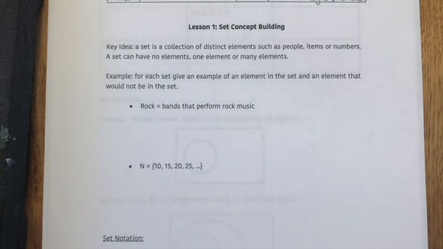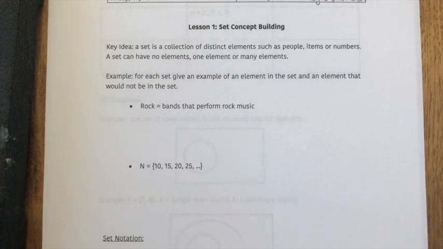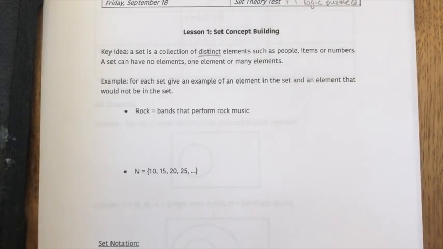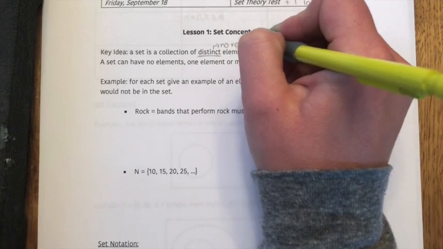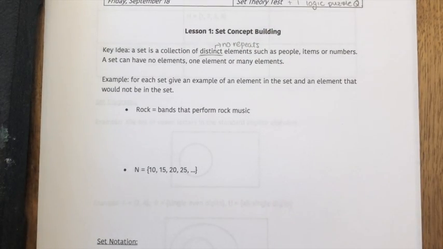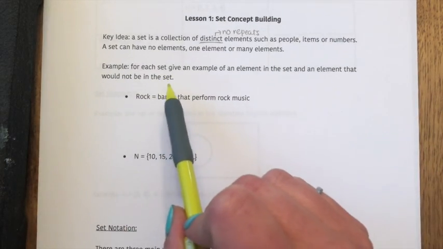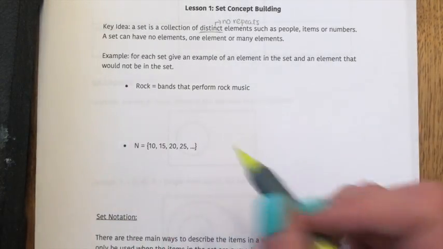So when we talk about set theory, we start with the idea of sets. A key idea here is a set is a collection of distinct elements. Distinct is important. They each need to be unique, so you can't have repeats. No repeats. Such as people, items, or numbers. A set can have no elements, one element, or many elements. For each set, we're going to give an example of an element in the set and an element that would not be in the set.